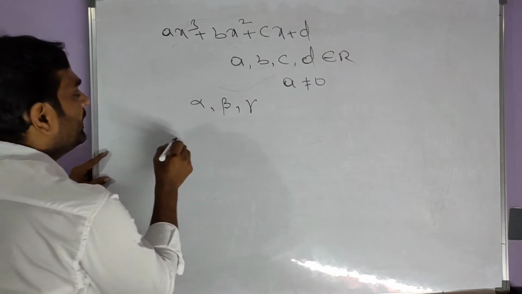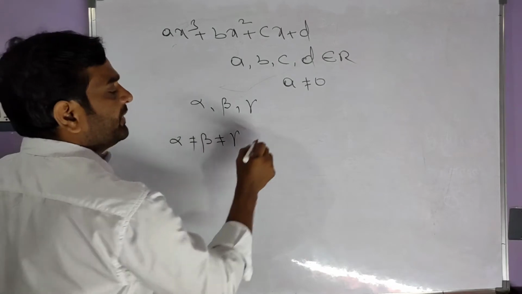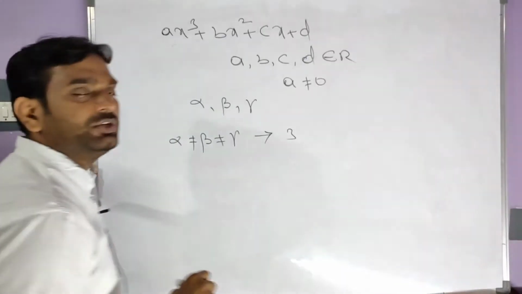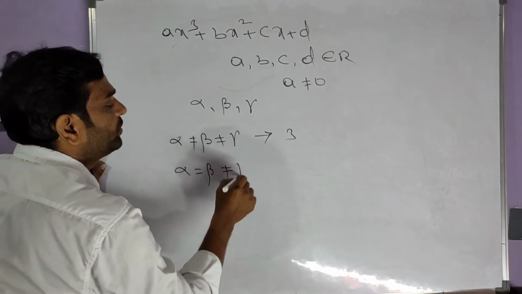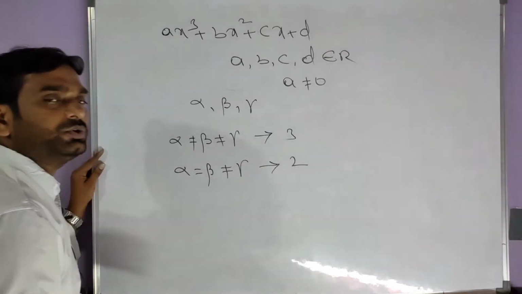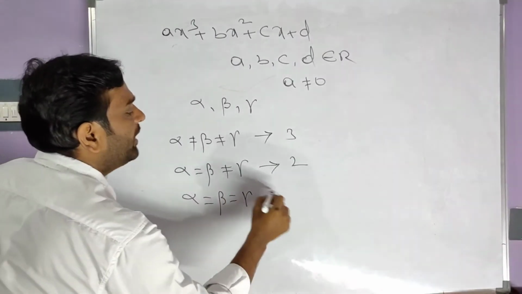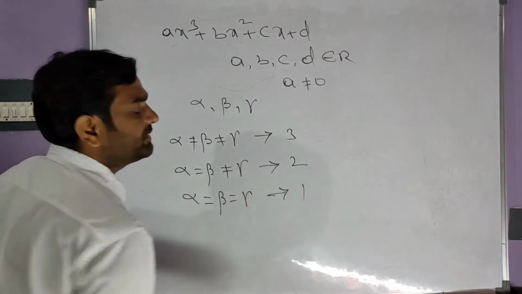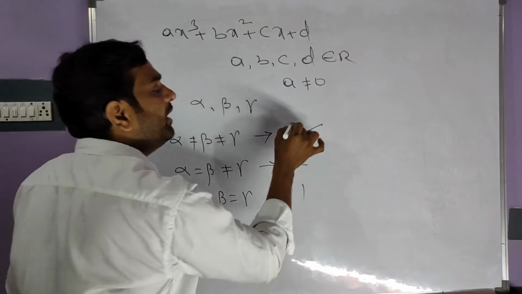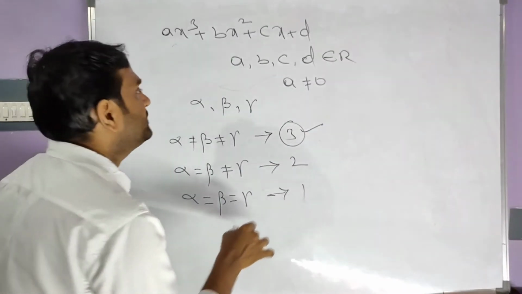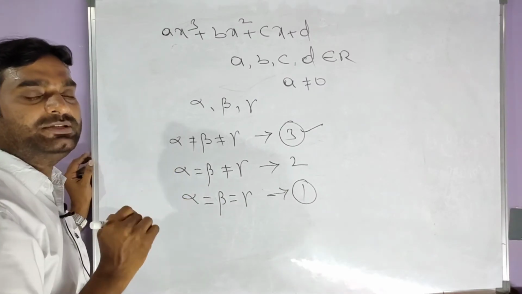Then listen, if alpha is not equal to beta, not equal to gamma, then you will get 3 zeros. If alpha is equal to beta, not equal to gamma, you will get 2 zeros. If alpha is equal to beta is equal to gamma, you will get 1 zero. By this we can say that maximum zeros for a cubic polynomial are 3. Minimum zeros for a cubic polynomial is 1. Maximum is 3, minimum is 1.